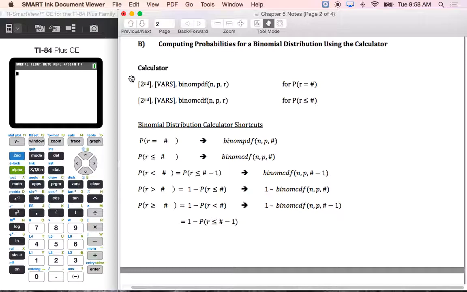Now we're going to be doing a PDF and CDF. PDF is when you have R equals a number. CDF is when you have R is less than or equal to a number. Depending on what we're talking about when we look at our R, you're either PDF or CDF. So again, flip back to this page because this will tell you exactly what you need to do and how to type it in.